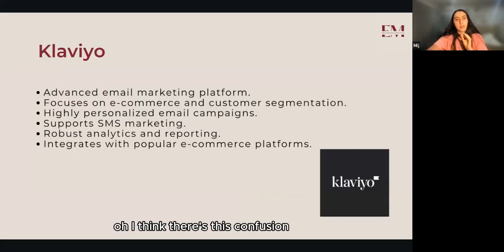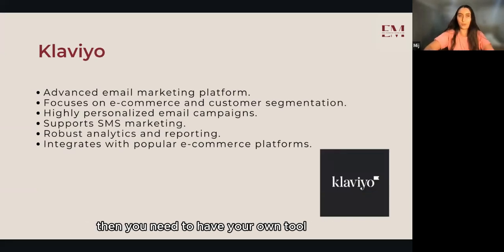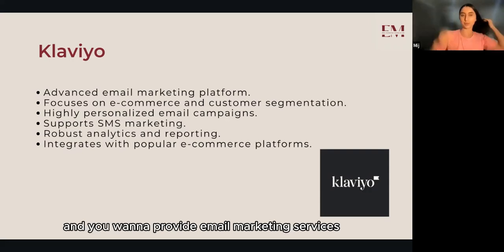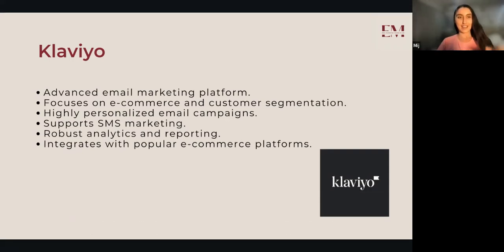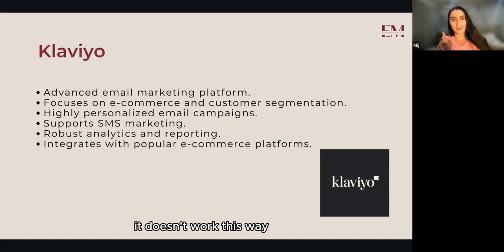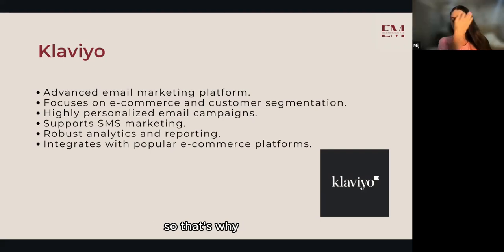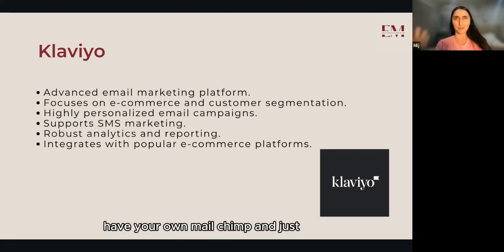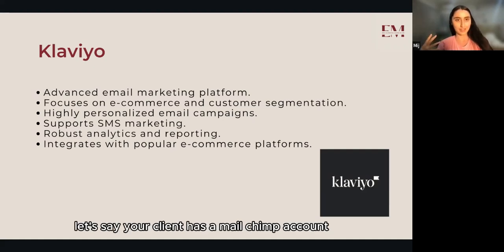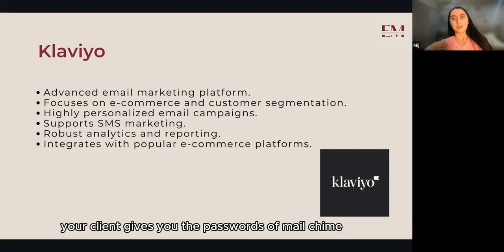But here's the thing. I think there's this confusion. People assume that if you're an email marketer, then you need to have your own tool. Let's say you want to provide email marketing services, and you assume that you need to have your own MailChimp and then send from it. It doesn't work this way. Whatever tool your client is using, that tool you're going to use. So you cannot just have your own MailChimp. Let's say your client has a MailChimp account that is registered under their business. And then your client gives you the password for MailChimp, and now you have access to MailChimp.